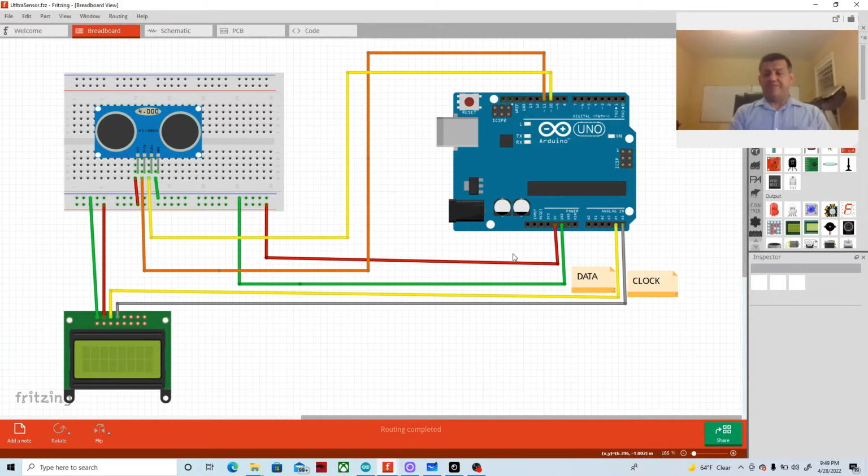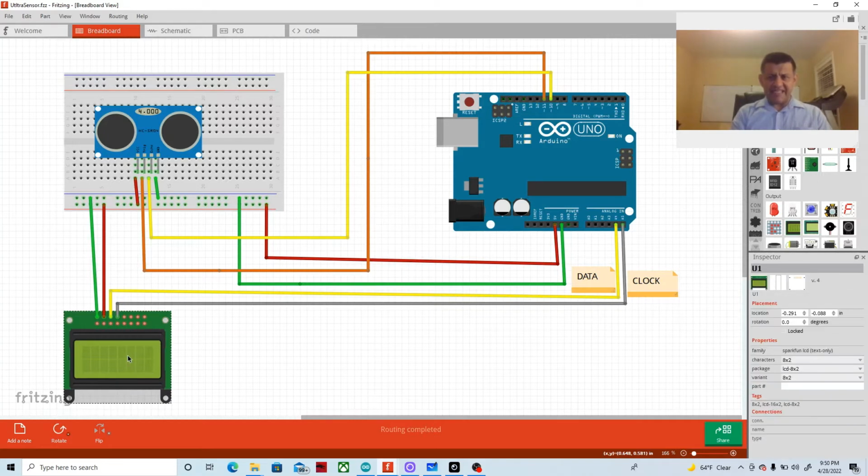Now, this is what happened here. As you can see, we got the sensor, we got the liquid crystal display LCD, then we have the Arduino microcontroller, and I use the Arduino Uno. I don't know if the Mega is available in this. I don't think the Mega is even available in this software, right? But what I did is the following.